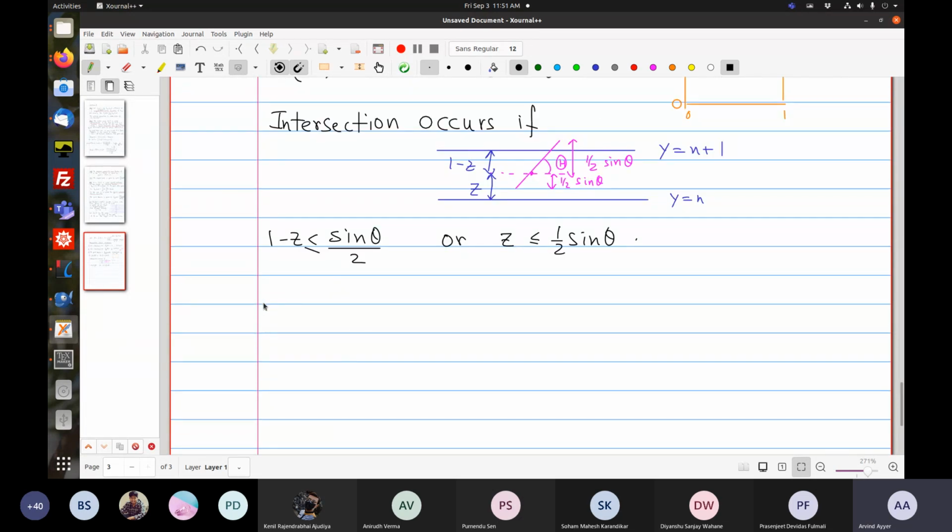Okay, so please ask if there are any questions. So let B be the set of all z, theta such that z is less than or equal to half sine theta, or 1 minus z is less than or equal to half sine theta.